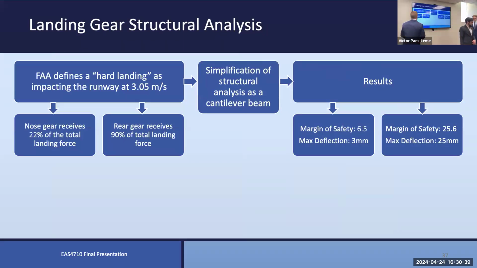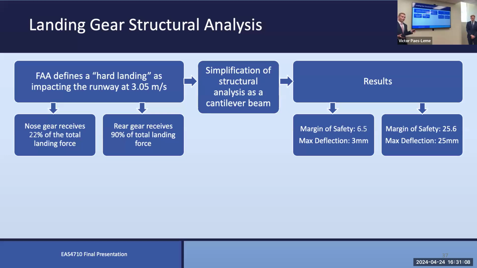So for the landing gear structural analysis, we took more of a research-based approach and then aimed to support it with some strong assumptions and some hand calculations. From our research, we were able to gather that the FAA defines a hard landing as hitting the runway at 3.05 meters per second. For our aircraft, that works out to about 4 Gs.